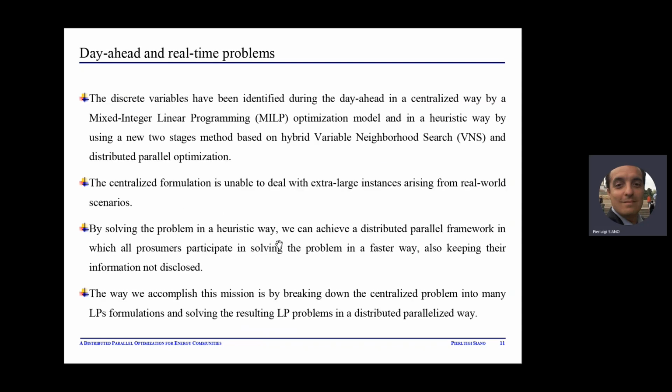The discrete variables can be identified both in a centralized way by using a mixed integer linear programming optimization model, or in a heuristic way by using a new two-stage method based on hybrid variable neighborhood search and distributed parallel optimization.